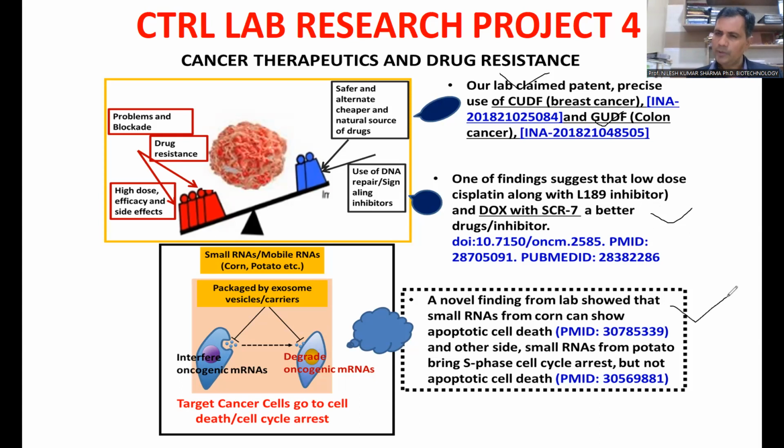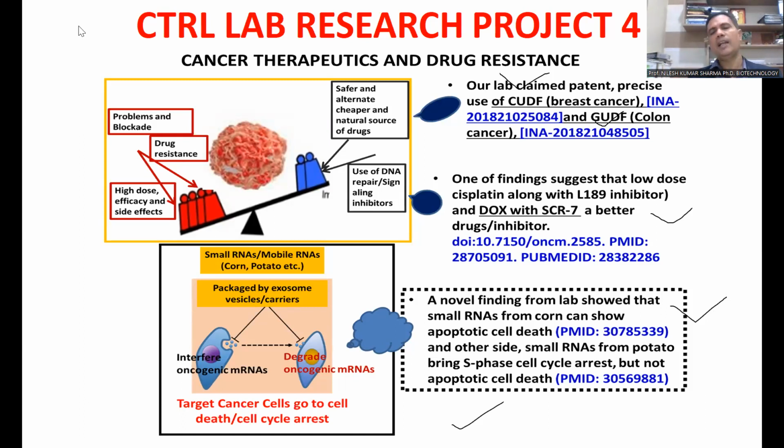We also explored in the recent past the role of small RNAs or microRNAs across the kingdom, like small RNAs from certain plants like maize and corn, and how they can cross the barrier of human cells or cancer cells. So we also explore this type of work. Okay.